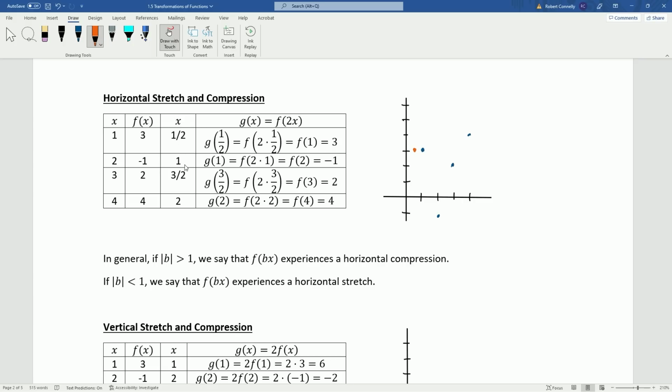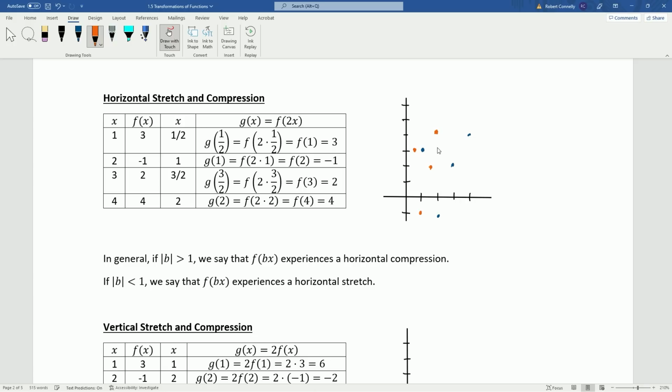Now, when x is 1, g of 1 is f of 2 times 1, which is f of 2, which is negative 1. Now, when x is 3/2, we get f of 2 times 3/2, which is f of 3, which is 2. And here, when x is 2, we get f of 2 times 2, which is f of 4, which is 4.